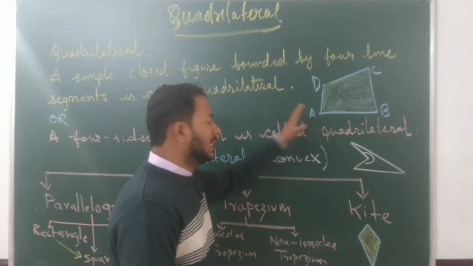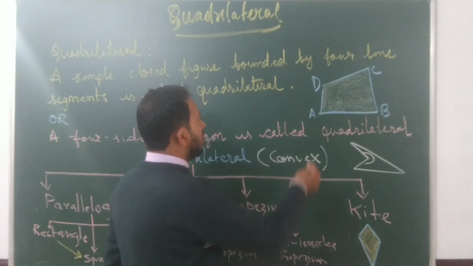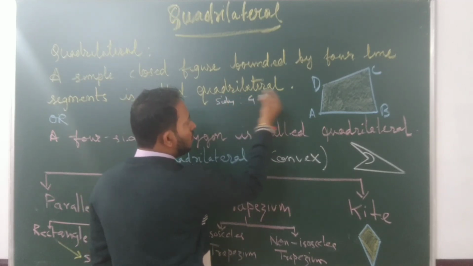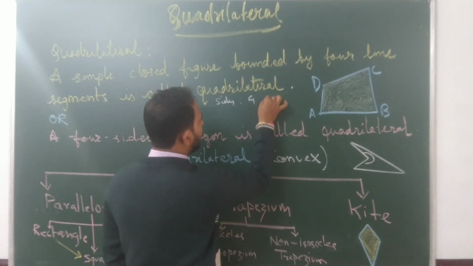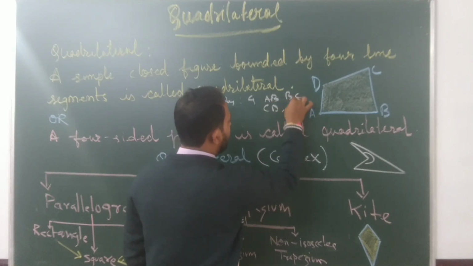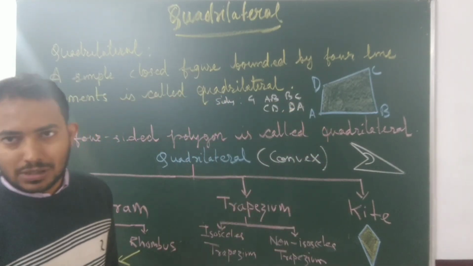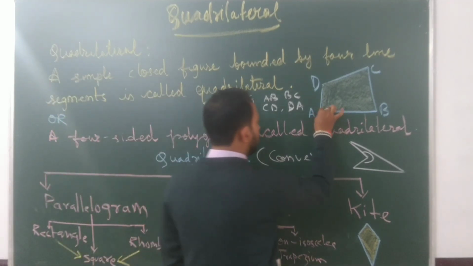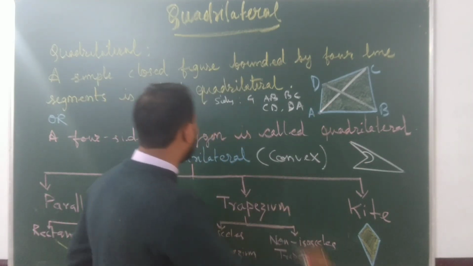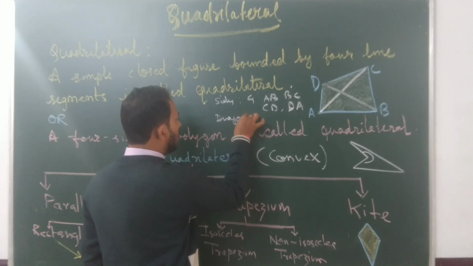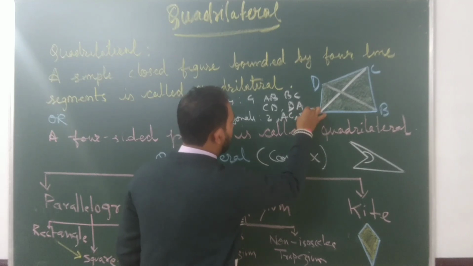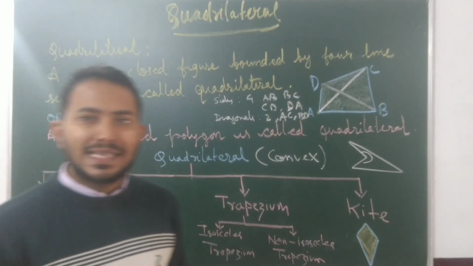If we take the quadrilateral, then sides: how many sides are there? 4 sides. What will be the names of these 4 sides? You can name them AB, BC, CD, and DA. There are 4 sides in a quadrilateral, and 2 diagonals also. Here, these are the diagonals. Already we have discussed diagonals. In a quadrilateral there are 2 diagonals. Their names are AC and BD.